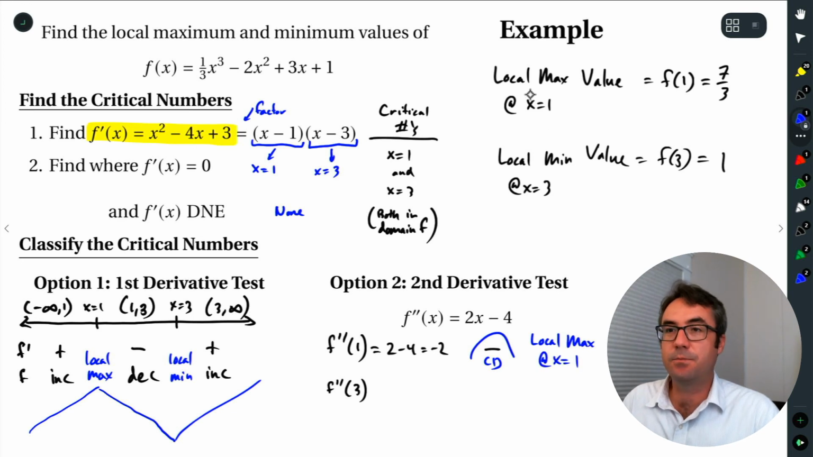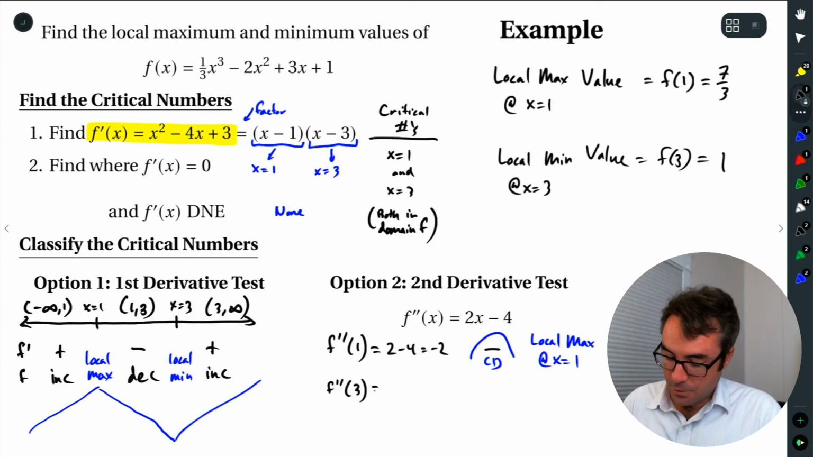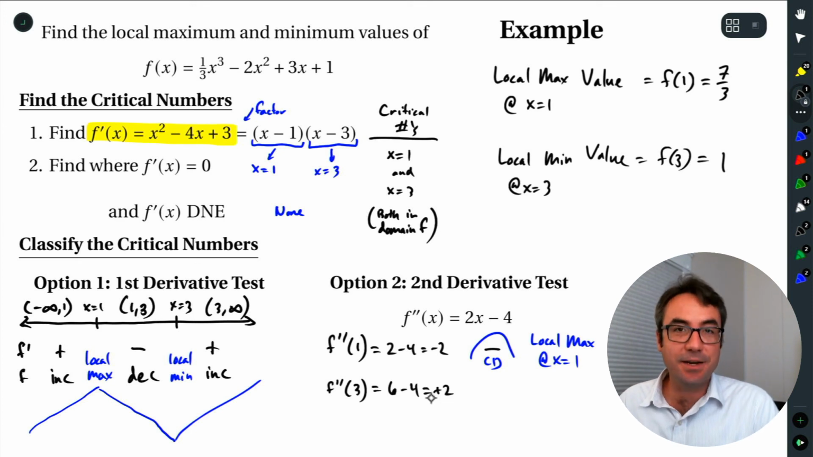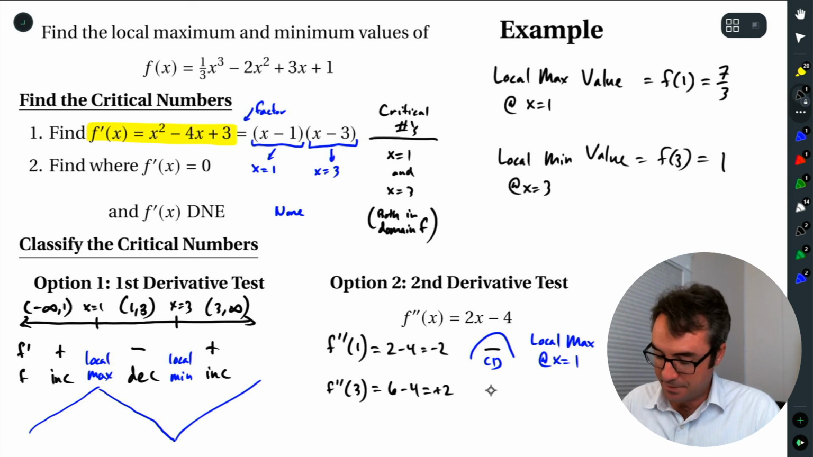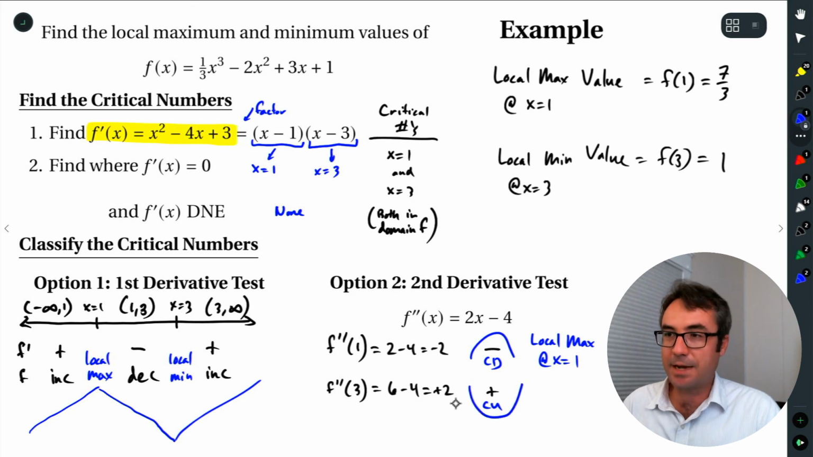And that's precisely what we found from the first derivative test. We have a local max at x equals 1, and that's what we're seeing here with our second derivative. Now, if we plug 3 into our second derivative, what do we get? We get 6 minus 4, which is positive 2. We don't really care about the number, just the sign. So this is positive. And what does positive mean? Concave up. So draw in the concave up shape.